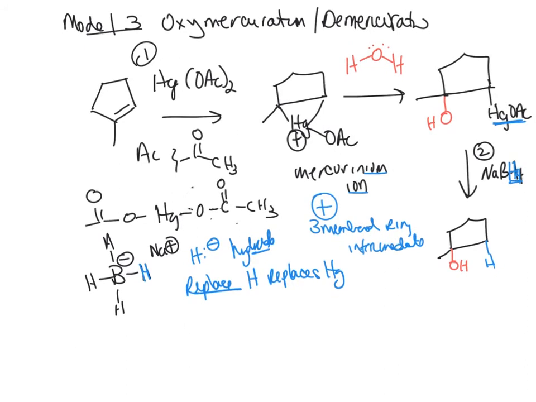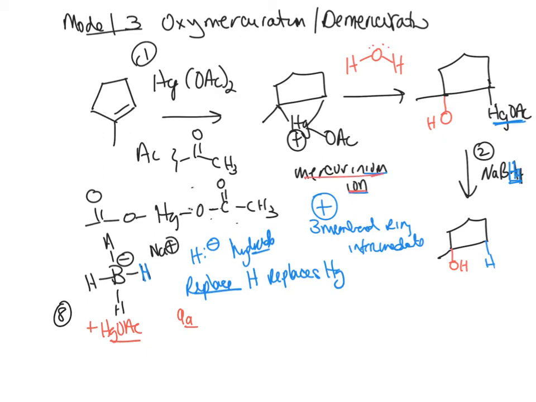Question number 8. The reagent mercury acetate can be viewed as dissociated into mercury OAc plus and OAc minus. Of these two species, which would most likely add to the alkene? That would be the plus, mercury acetate, because your alkene is negative. Well, I mean, it has electrons, a pi bond.